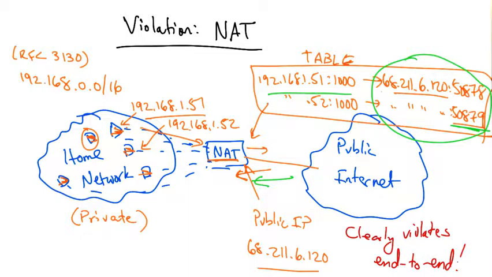Now, the NAT clearly violates the end-to-end principle because machines behind the NAT are not globally addressable or routable, and other hosts on the public internet cannot initiate inbound connections to these devices behind the NAT. Now, there are ways to get around this.